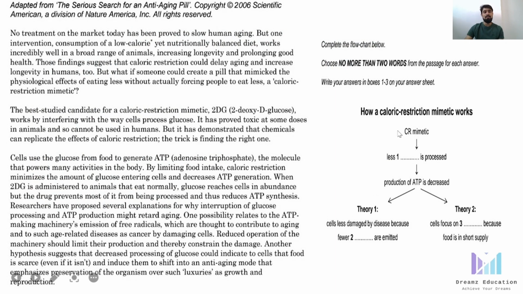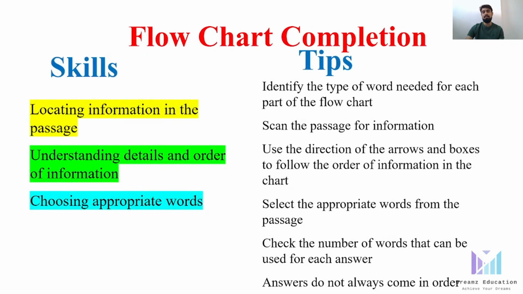A flowchart is nothing but a step-by-step representation of information, an orderly representation of information as well. So it looks something like this. There are different steps. Some steps are kept blank where we have to fill in the answers, whereas for the other steps they have already given the information. This is one of the simplest types of question, but there are certain things that we have to know to find the answers for this type of question.